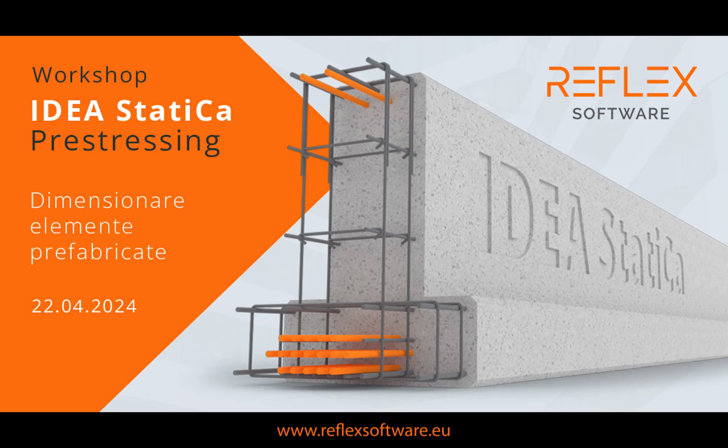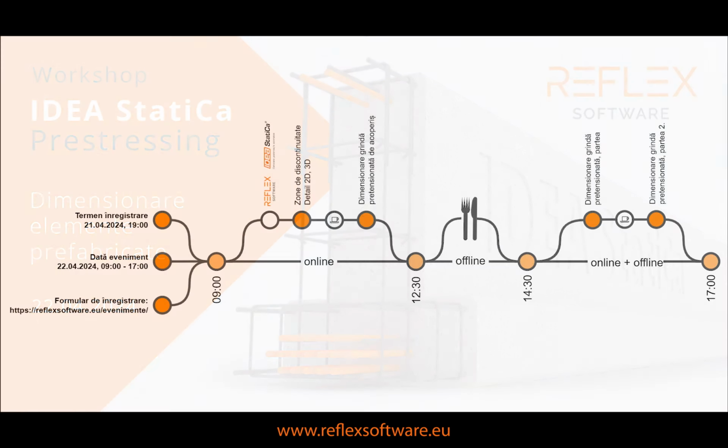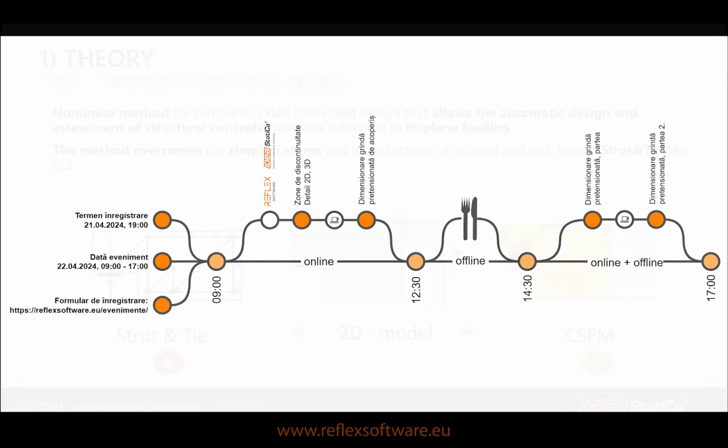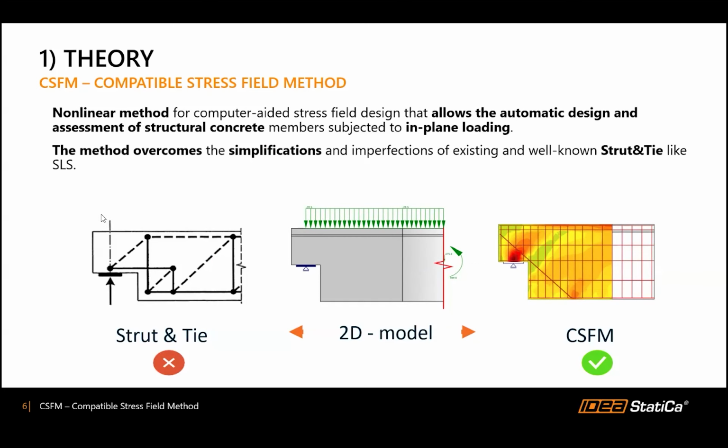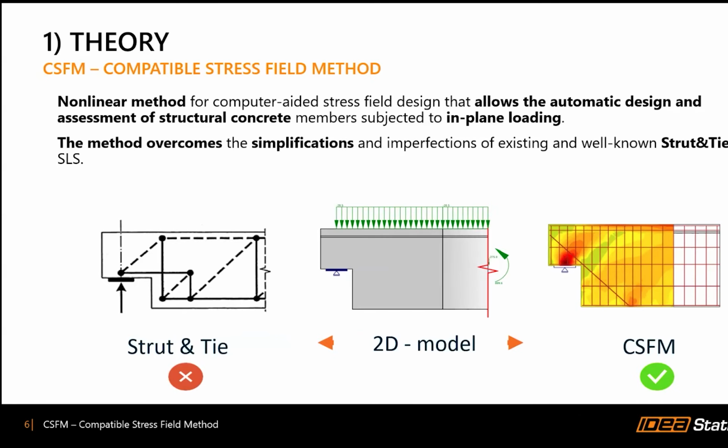This method has really big benefits because it overcomes the simplifications of the strut and tie method. And you can see the history workflow that engineers are using: strut and tie as a standard analysis model, but we are coming with a different approach, which is called the compatible stress field method and stress fields.